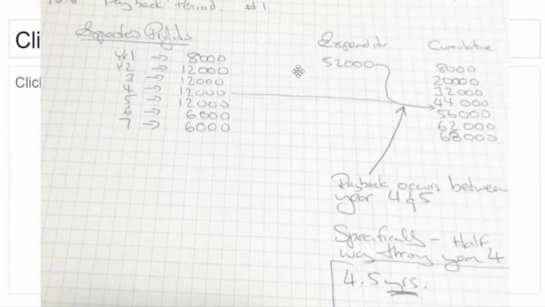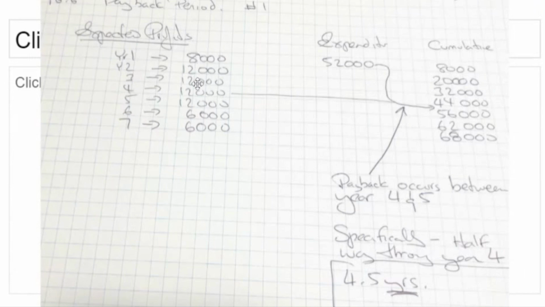How much did we spend? 52,000. So when do we match our spending? Well, somewhere between year 4 and 5, 44 to 56. We could say that's about halfway. So basically it's 4.5 years to pay back. Very simple, straightforward analysis, not complicated at all.